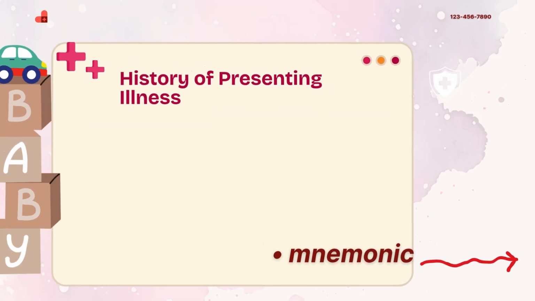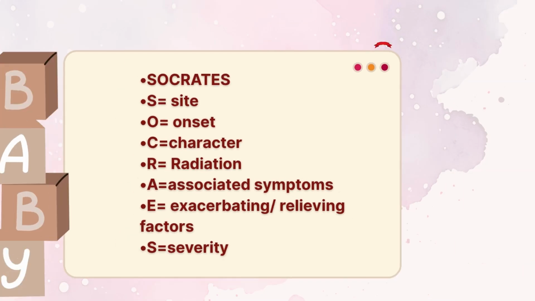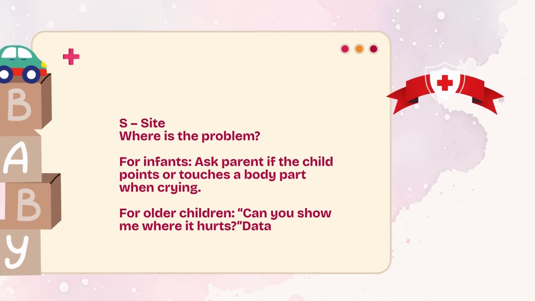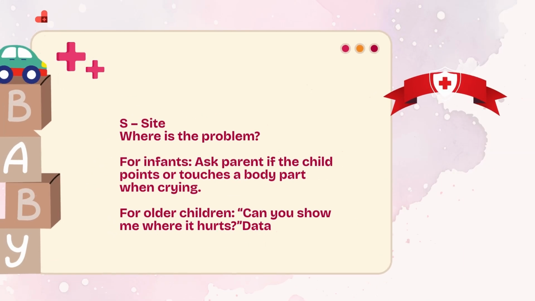Now for the HOPI, history of presenting illness, we'll just look at a mnemonic. That is SOCRATES. S site, O onset, C character, R radiation, A associated symptoms, E exacerbating or relieving factors, S severity. S for site, so where exactly is the problem? For infants, you can ask the parent if the child points or touches a body part when crying. And for older children, you can just ask them to show where it hurts.